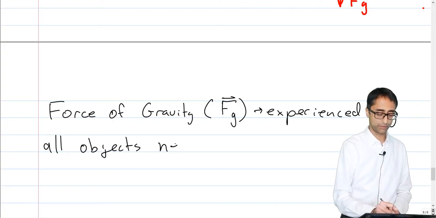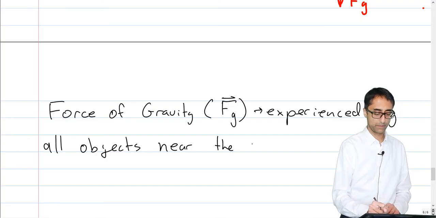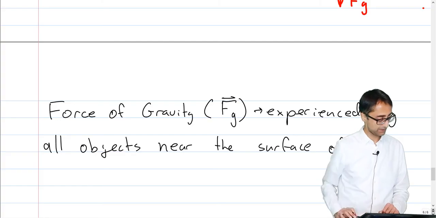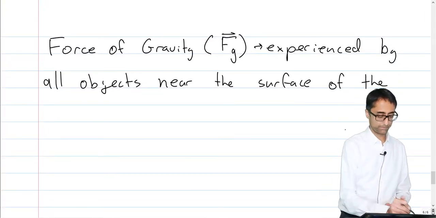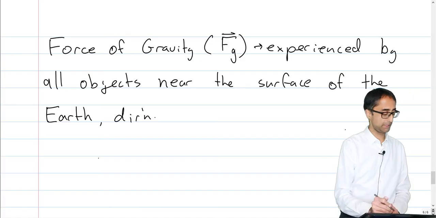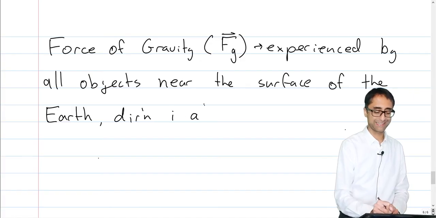Near the surface of the Earth. So even if you're on the top of a mountain, that's close enough to the surface of the Earth. The depths of the ocean, same thing. Now if you're on the moon, clearly it's going to be something very different. So that is going to be a vector that always is going to be pointing downwards.